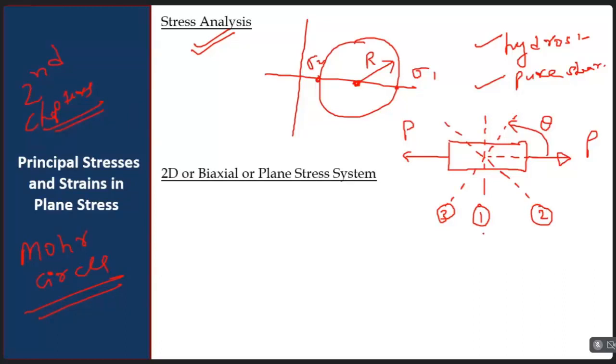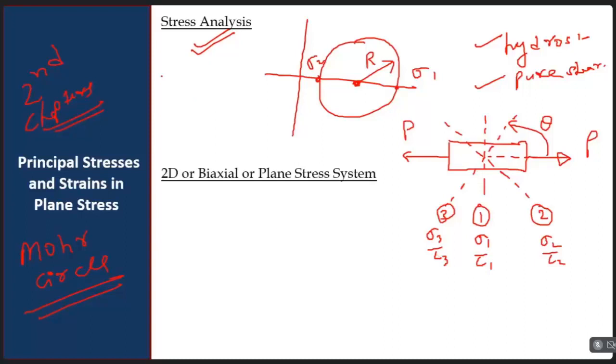On plane 1 we have sigma 1, tau 1. On plane 2 we have sigma 2, tau 2. On plane 3 we have sigma 3 as well as tau 3. On different planes we have different values of stresses, and we need to calculate these stresses by both methods, by the formula method also, and by the Mohr circle method also. Two methods here we have.